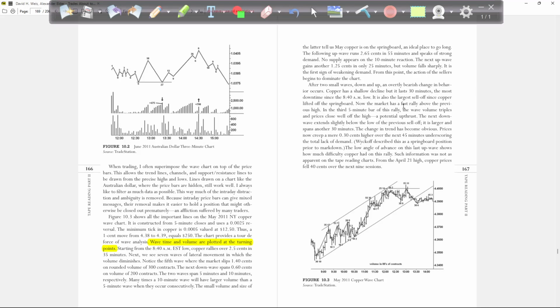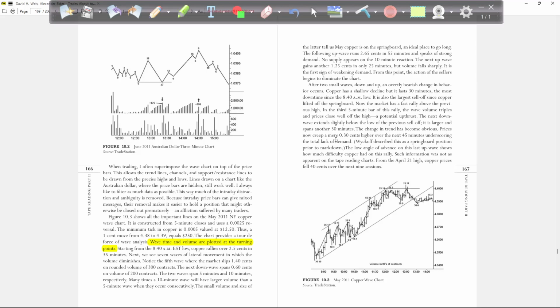Now the market has a fast rally above the previous high. In the third 5-minute bar of this rally, the wave volume triples and prices close well off the high. A potential upthrust: the next down wave extends slightly below the low of the previous sell-off. It is larger and spans another 30 minutes. The change in trend has become obvious.